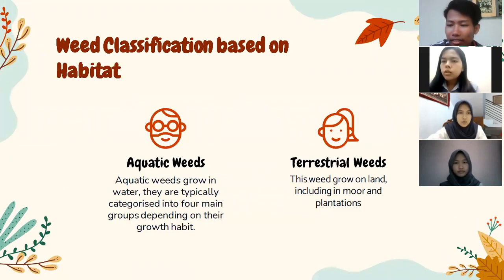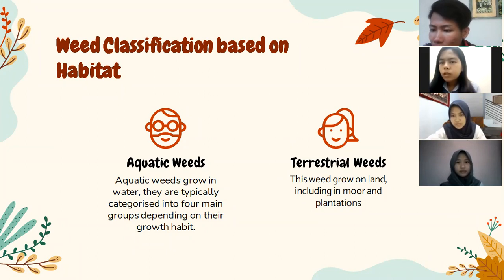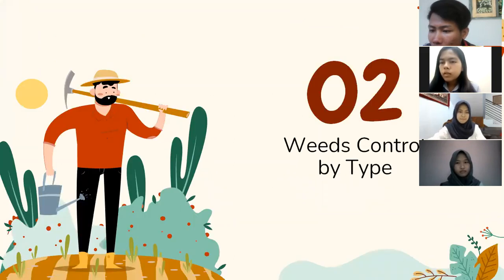And last is weed classification based on habitat. There are two types, aquatic weeds and terrestrial weeds. Aquatic weeds grow in water. They are typically categorized into 4 main groups depending on their growth habit. And terrestrial weeds grow on land, including in moor and plantation. Weeds controlled by type.